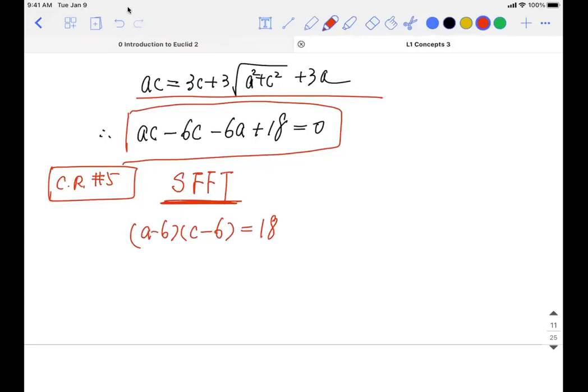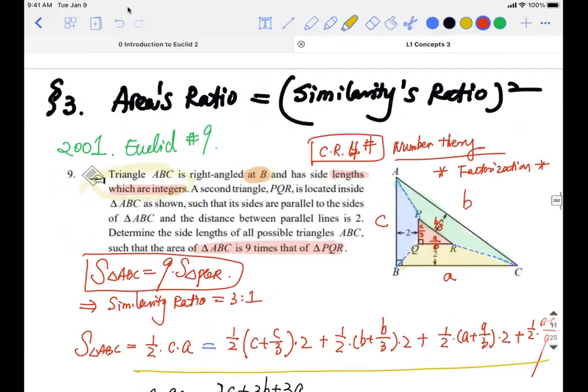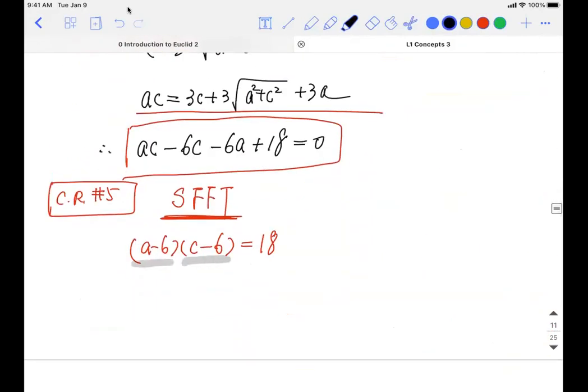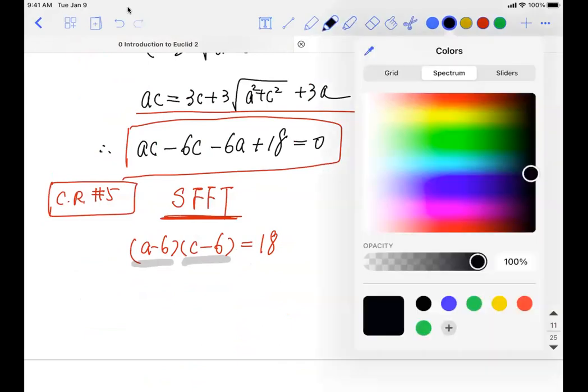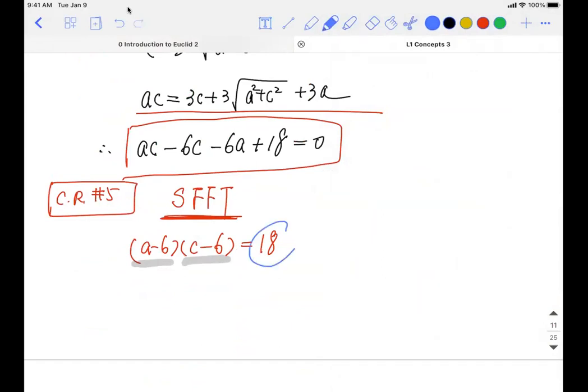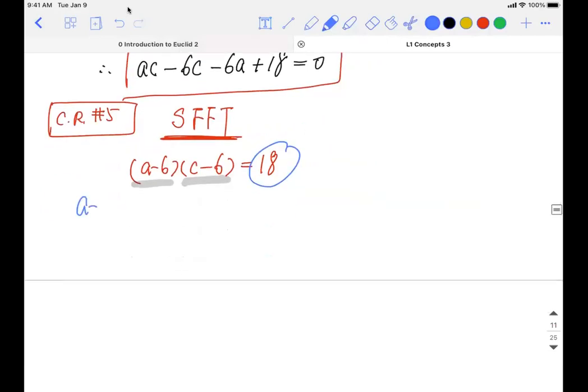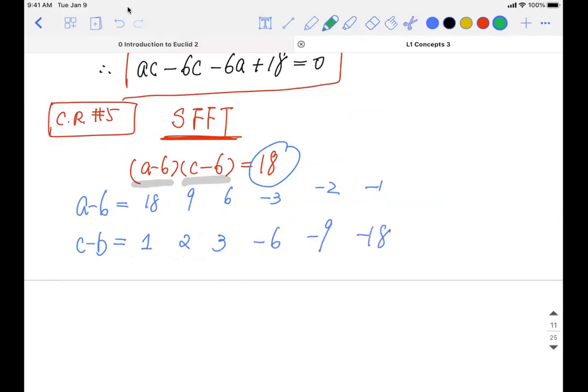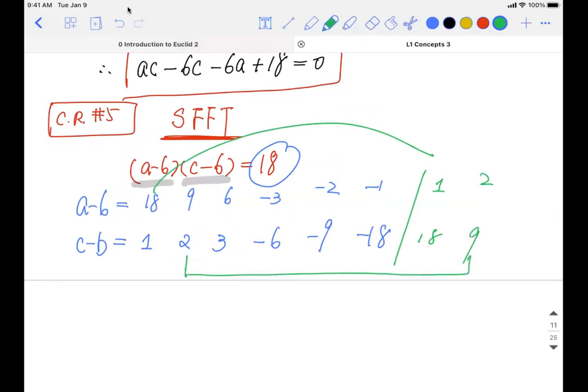As long as you're done with that, what are you going to do? Because the question says integer, still remember integer? It means that all the side lengths A, B, C are integers. So A minus 6 and C minus 6 are both integers. So what are you going to do? Very easy peasy, a very mechanical strategy. You're just going to find all the factors of 18 and then assign them to A minus 6 and C minus 6, right? So A minus 6, C minus 6 might be 18 and 1, or 9 and 2, or 6 and 3, or minus 3 and minus 6, minus 2 and minus 9, minus 1 and minus 18. Or they can be the other way around, 1 and 18, or 9 and 2, just basically everyone takes a swap, right?